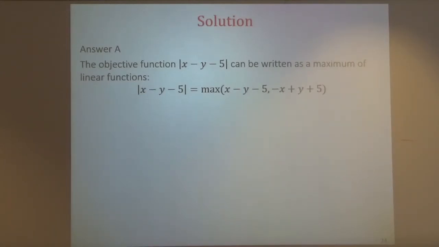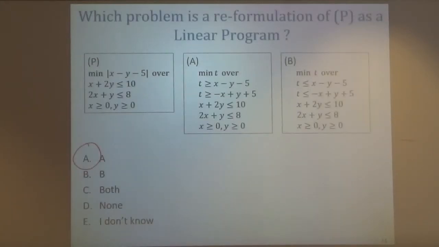And if x and y are variables, we have no clue which one is positive and which one is negative, but this is certain. Which means that this problem is the same as minimizing a max of linear functions. Therefore, it's the minimum of t over those two quantities here.